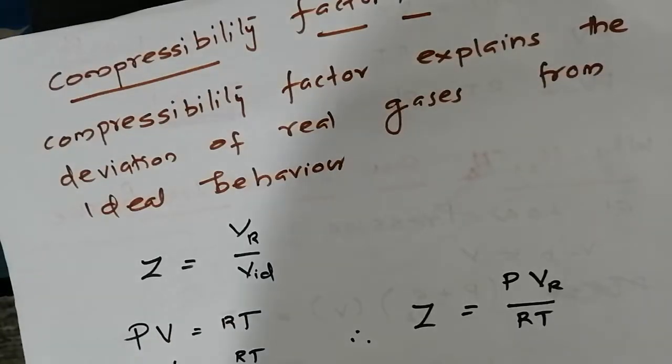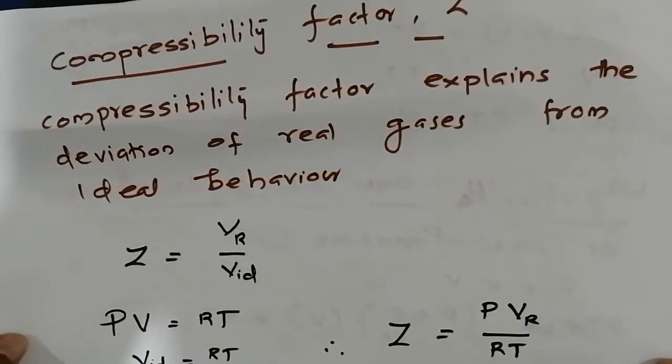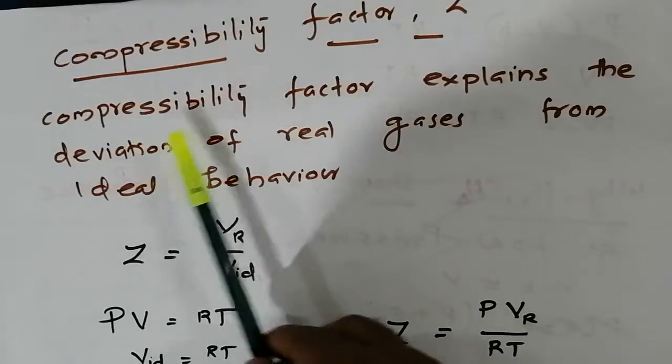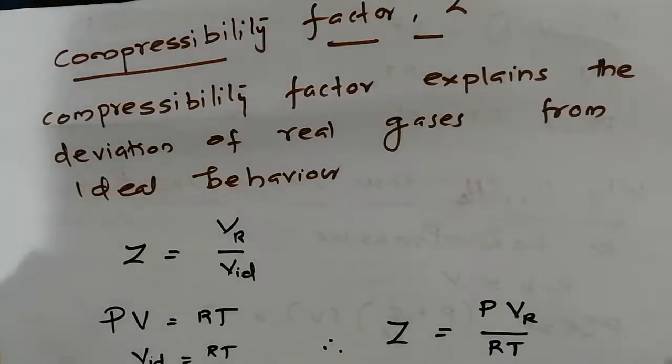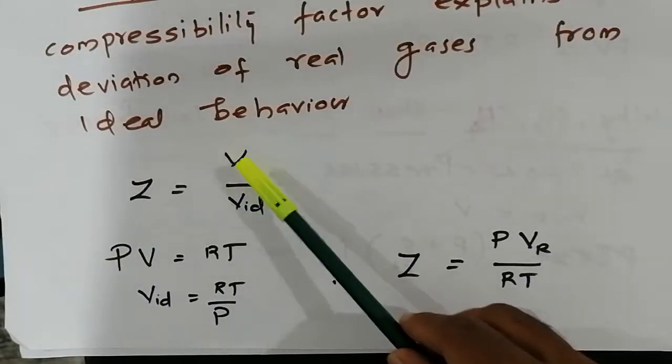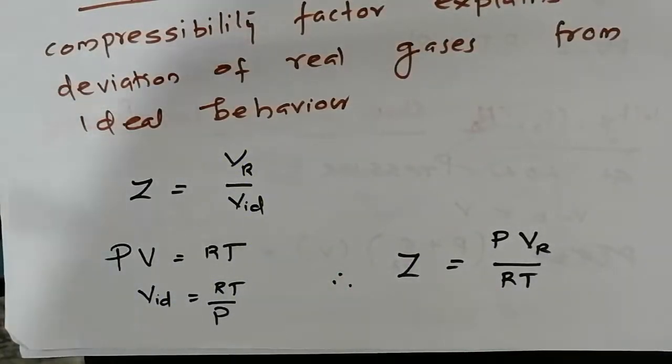It is the measure of deviation of real gases from ideal behavior. Compressibility factor is the ratio of real volume to ideal volume. How do you get the ideal volume? Ideal volume is obtained from the ideal gas equation, PV is equal to RT. Therefore, V ideal is equal to RT by P.